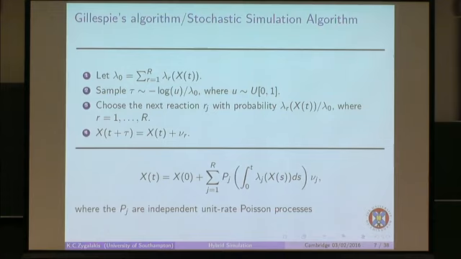You basically toss two coins at each time step of the algorithm. The first coin tells you when the next reaction event will happen. The other coin tells you which reaction event is going to happen.